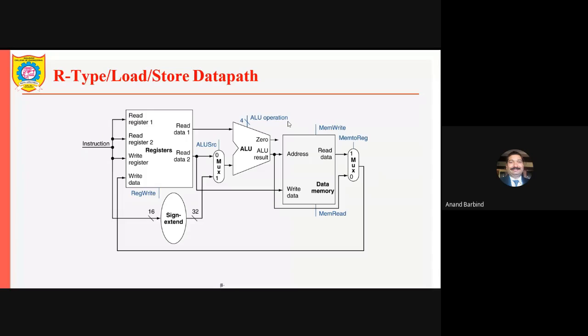Okay, so the appropriate multiplexers need to be used wherever they are required. Okay, so this is the data path for the R-type, load and store data path, which is being shown here. Okay, that is, here your instruction comes.